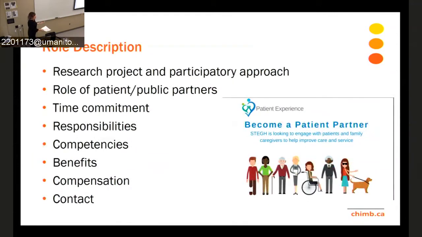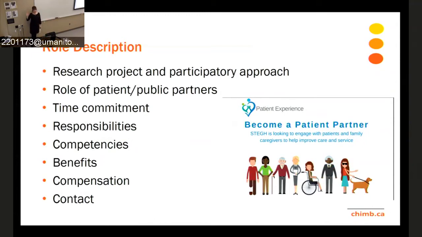Sometimes if you want a longer commitment, like an advisory group, you're going to maybe want to also include a role description with your call out, or have it somewhere accessible online, but also make sure it's in different formats.